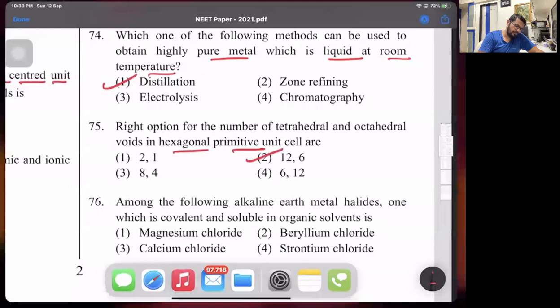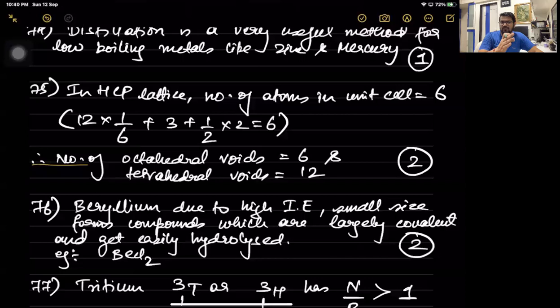See that part? In the HCP lattice, the number of atoms is 6. So that's the breakup. Hexagon up and down. So the 12 corners of the hexagon, each one is shared by 6 others. So 12 into 1 by 6, plus 3 in the center, not associated with anyone, and plus half into 2. That is the one at the center of the hexagon above, and one at the center of the hexagon below.